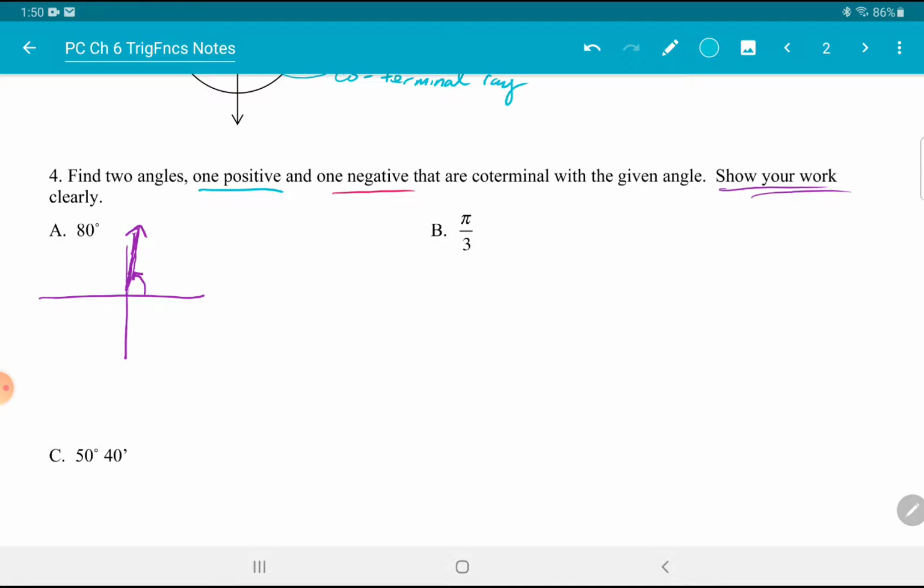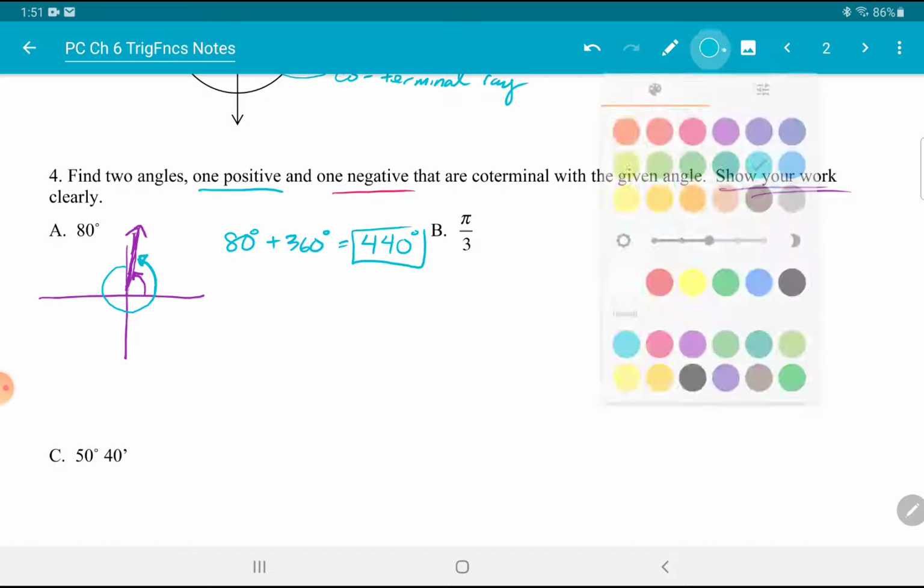So if I want to find a positive angle, that must mean that I want to keep going in the same direction and keep adding more degrees to our terminal ray. So from here, I'm going to go around another full circle. If you go around another full circle, you'll notice that you started off with the 80 degrees, but you added another 360 degrees, okay? And by doing that, you'll find that the positive coterminal angle is going to be 440 degrees, okay?